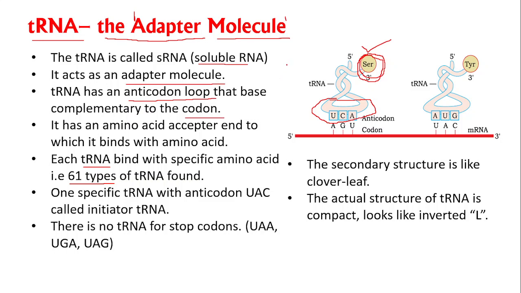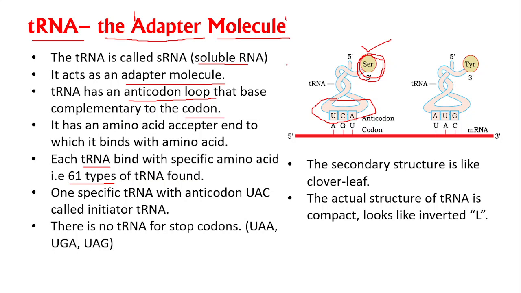61 sense codons are there. Due to 61 sense codons, 61 different types of tRNAs will be present.